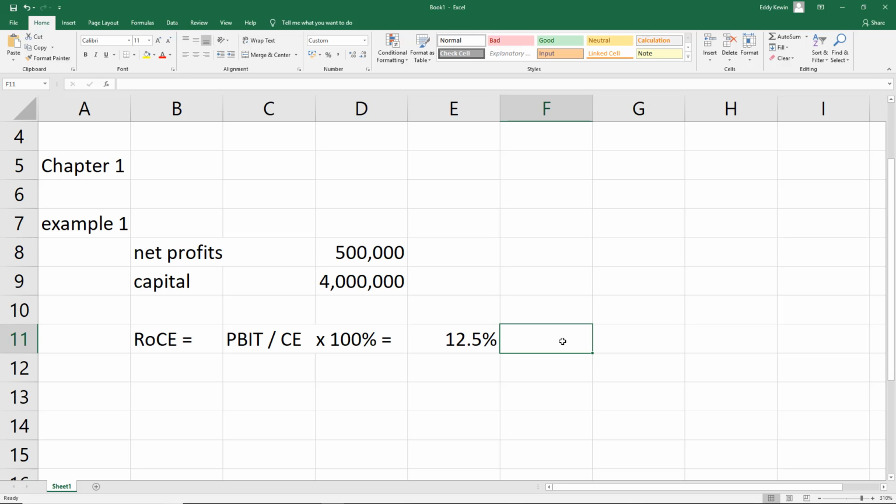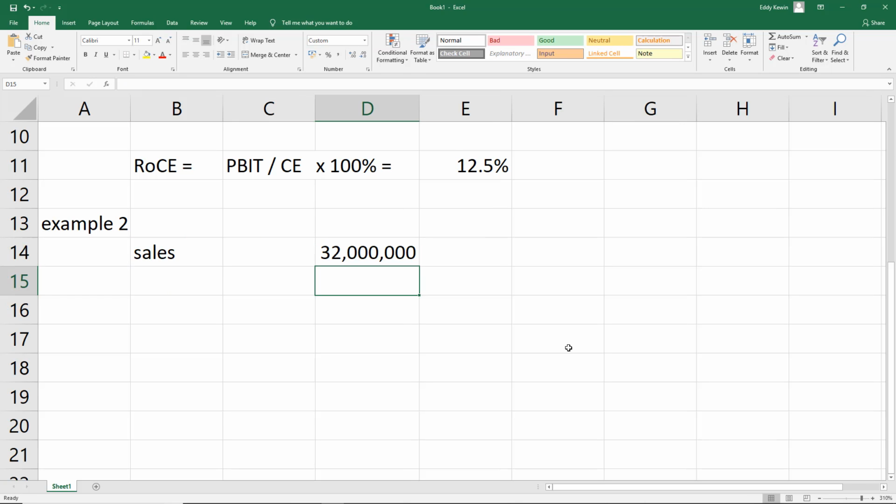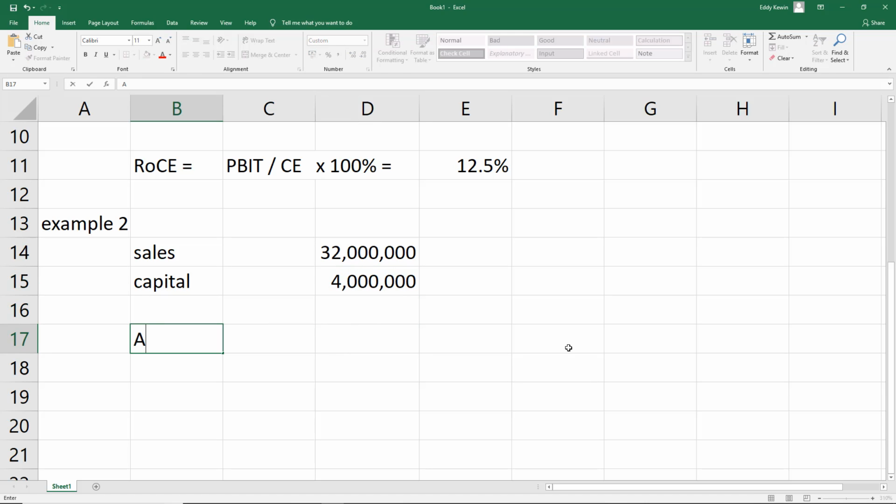Now, with example number 2, let's jump this across, example number 2. What we're going to do here is say Druid has got total sales. So I've now got total sales of 32 million. I've then got capital of 4 million. So we're actually continuing the previous example. And what I'm now going to ask is, what is my asset turnover?